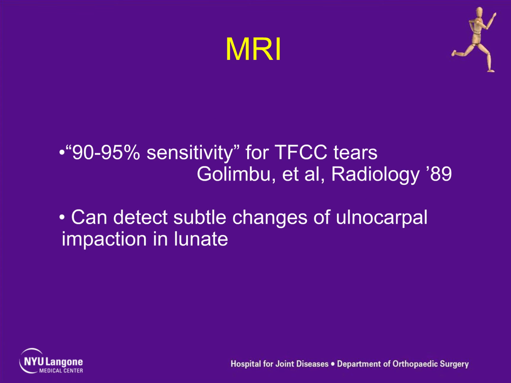Appreciate it. So to diagnose a TFC tear, essentially it's made on physical examination with that foveal sign, a history consistent with a fall or a torque, and then often I get an MRI. An MRI has a 90 to 95% sensitivity for TFC tears. It's also very helpful for subtle changes in the lunate of ulno-carpal impaction. I'm going to show you some MRIs for this as well.